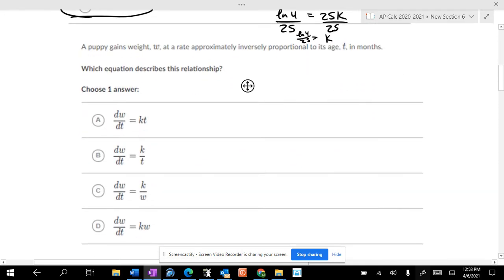A puppy gains weight w at a rate approximately inversely proportional to its age t in months. I'm going to say A. So the weight is inversely proportional to its age. Okay? So the gain of its weight is dw/dt. Are we sure about this one? So dw/dt equals k over t.